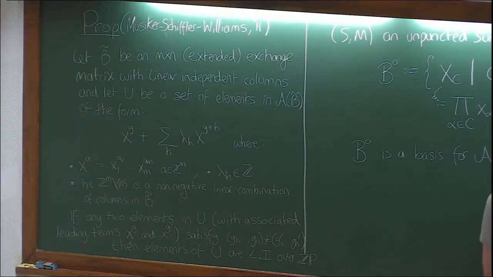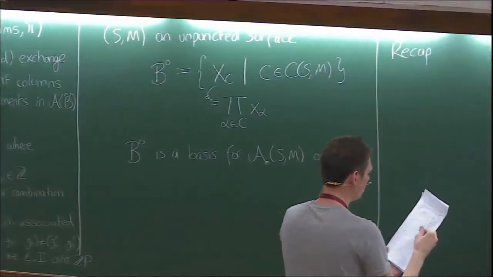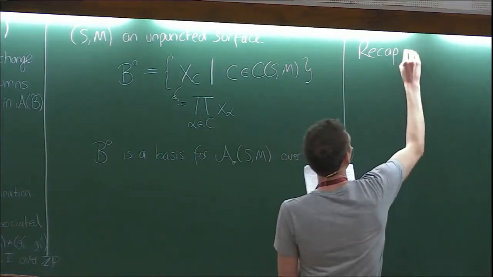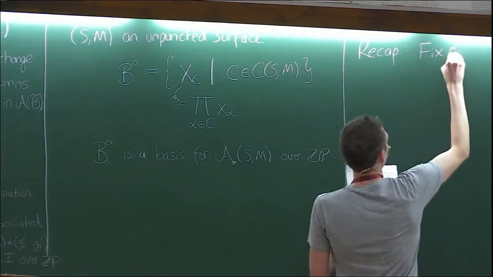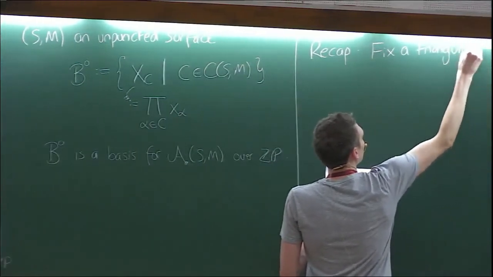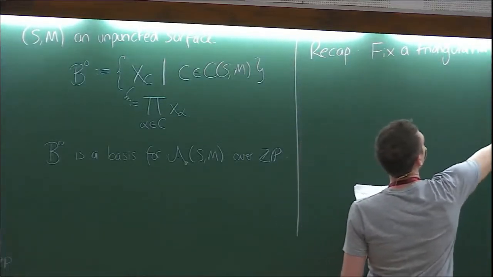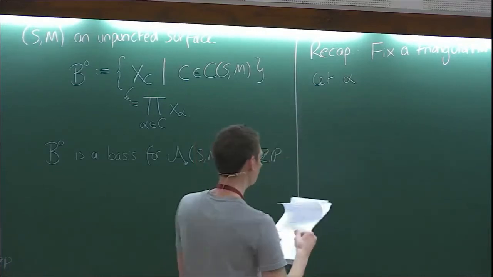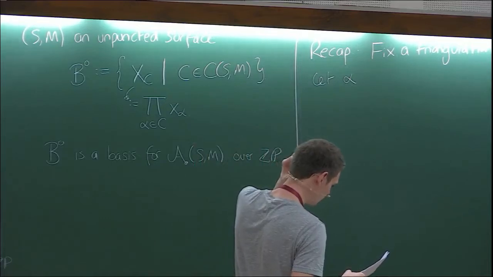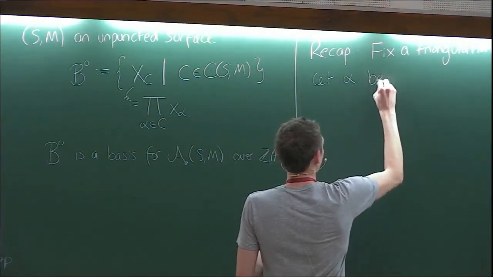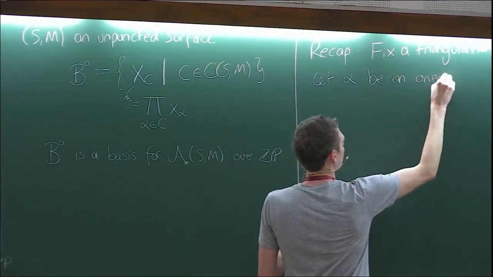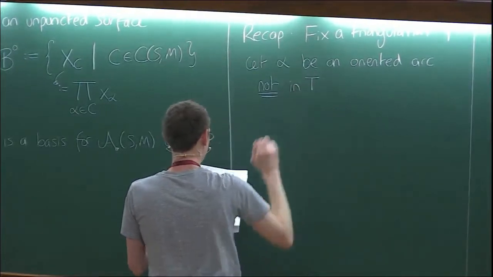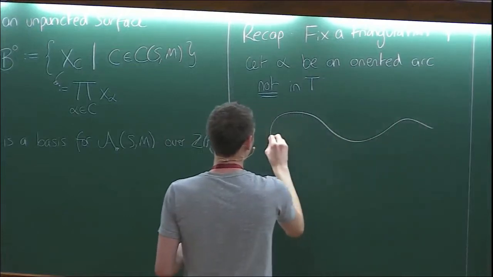Okay. And so to recap a little bit more, we were going down the route of writing this expansion in terms of snake graphs. So, of course, we always fix a triangulation T, which corresponds to our initial cluster. And we weren't considering closed curves yet, we were considering arcs. So let alpha be an oriented arc, not in our initial triangulation. So our picture was looking something like this.